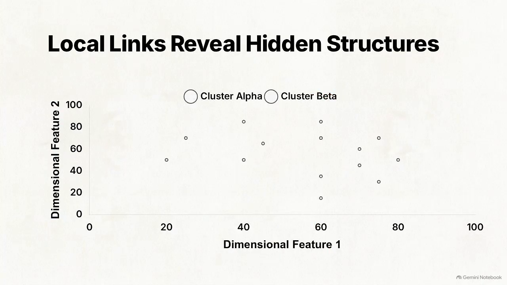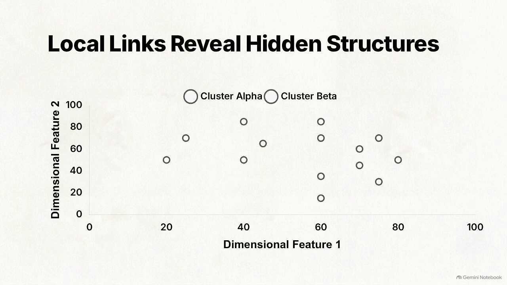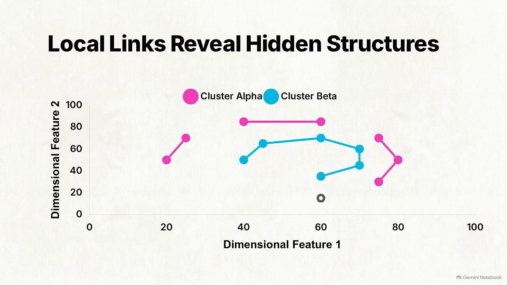To solve for these geometries, we must shift away from centroids and toward hierarchical agglomerative clustering. This is a bottom-up approach. It begins by assuming every single data point is its own unique cluster. The algorithm searches for the two closest points and merges them. It repeats this process step by step, binding neighbors into larger groups.